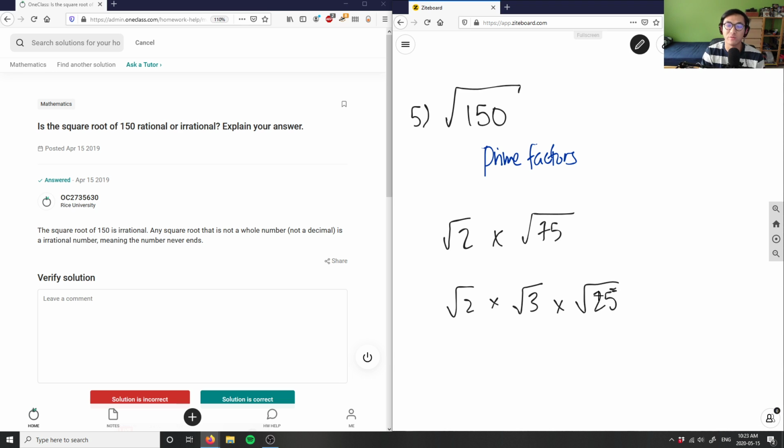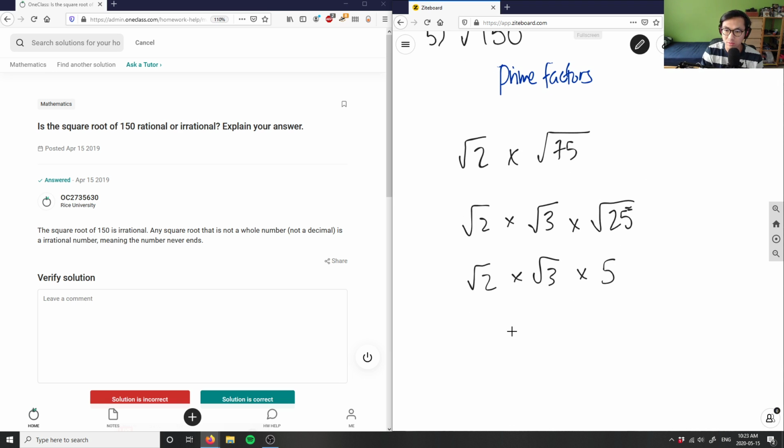And then I know the root of 25 here equals 5, right? So I simply have root 2 times root 3 times 5 here. So this would simplify to 5, and the root 2 times root 3 is simply root 6 here. So this here is my solution for the prime factor of 150.